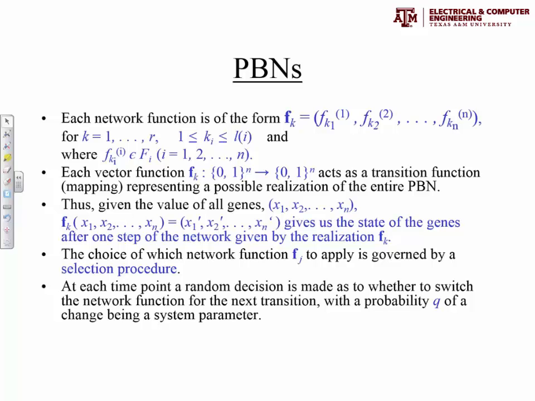So thus, given the value of all the genes, the gene activity profile x1 through xn, Fk evaluated at x1, x2 up to xn gives you the state of the genes after one step of the network given by the realization Fk, right? And the choice of which network function Fj to apply is governed by a selection procedure. At each time point, a random decision is made as to whether to switch the network function for the next transition, with the probability q of a change being a system parameter. So maybe you flip a coin. Should you switch or shouldn't you? If you don't switch, you just stay with the same network function. If you switch, then you choose one according to the probability distribution across the different predictors for a gene.